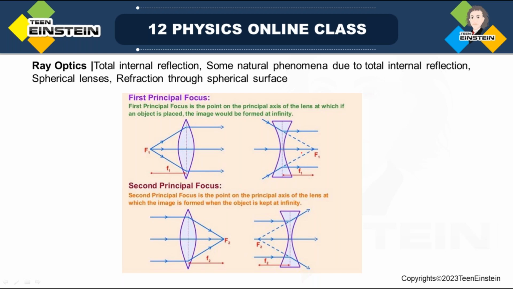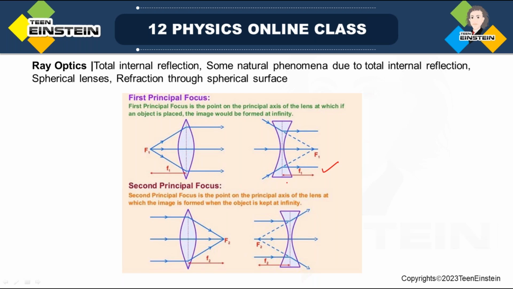In case of a concave lens, the rays are not coming exactly from any point on the principal axis, but they are appearing to come out of a particular point, and after refraction those rays become parallel. So this particular point is called the first focus in case of concave. Okay, first principal focus.